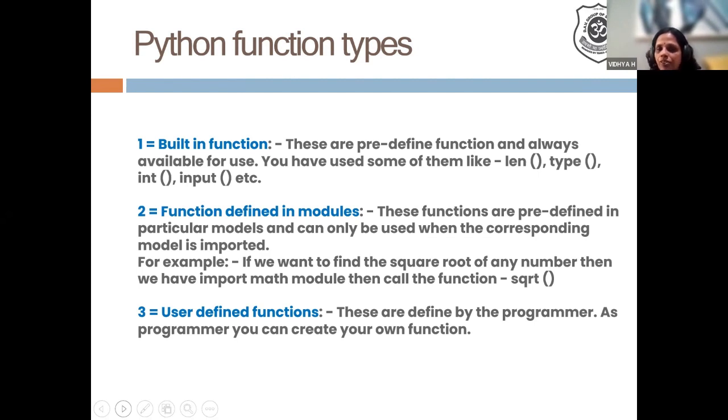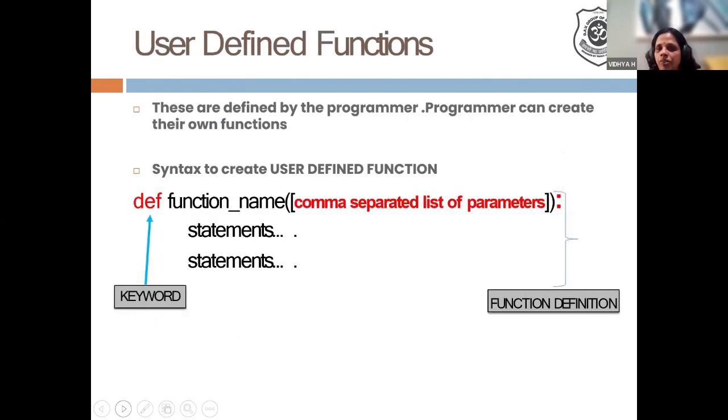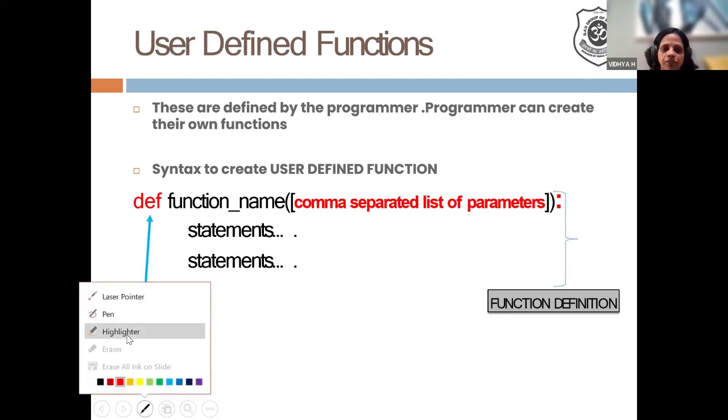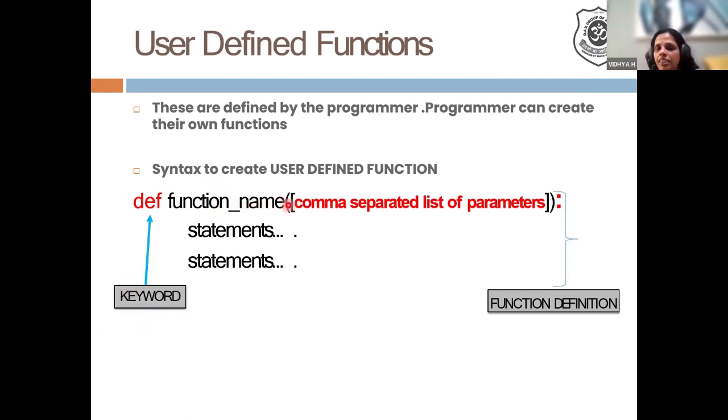Another one, user defined function, is the one which we are going to write. So this is the structure of a function where def is the keyword, and the number of arguments you can pass. Whenever it comes, emphasize that def is the keyword, and the first line is called the function header. The rest of the lines below that give the definition of the function.